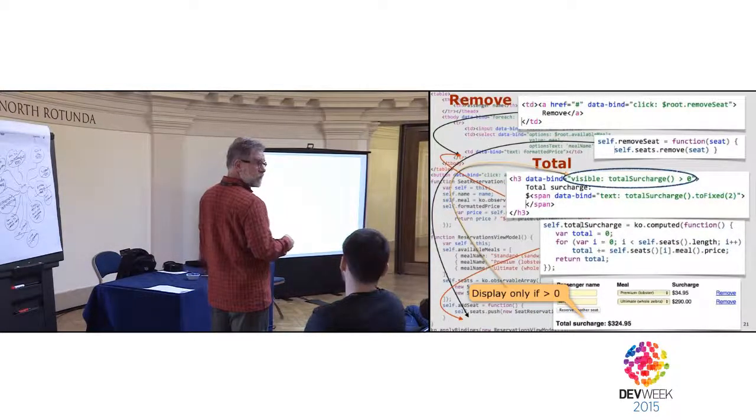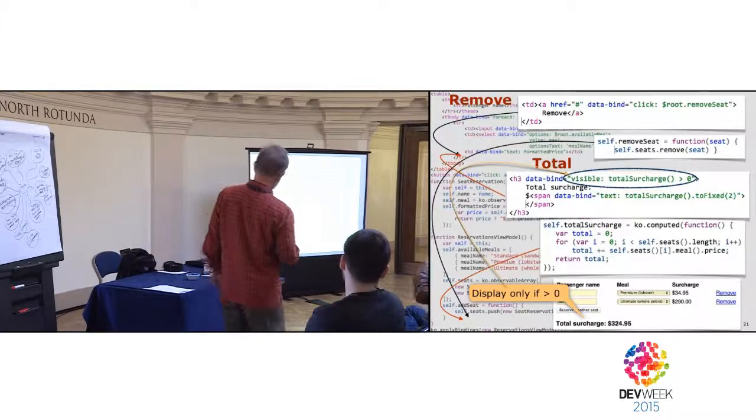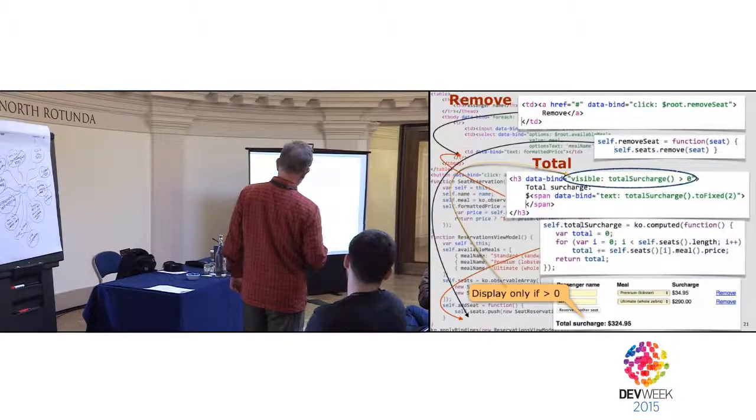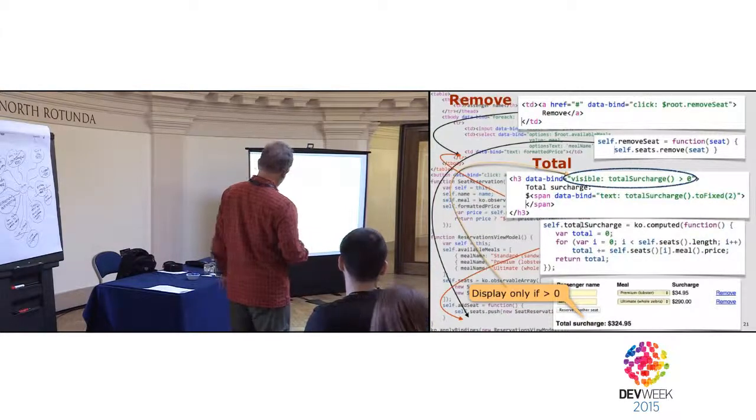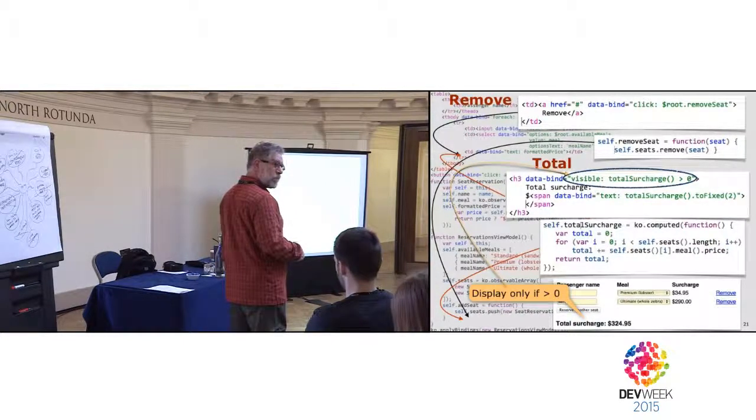All right, so we're over here. So how are you providing the seat? Well, the seats array is just down here. And remember, when we looked at the reserve another seat code a few slides back, that was pushing new seat reservations into the seats array.